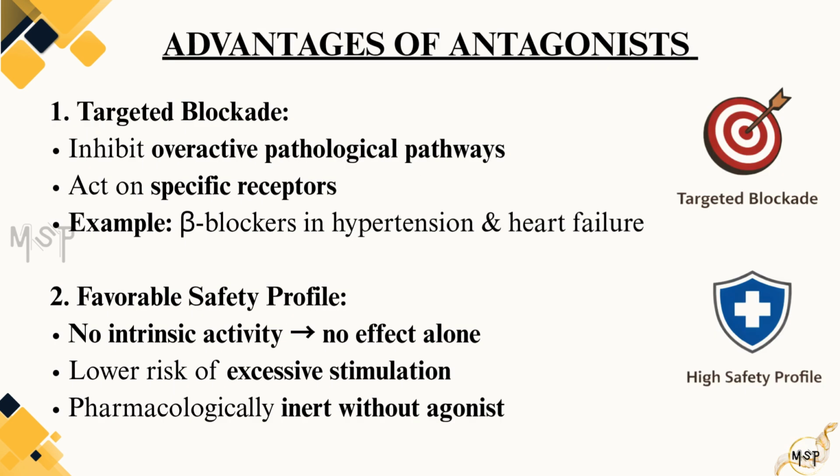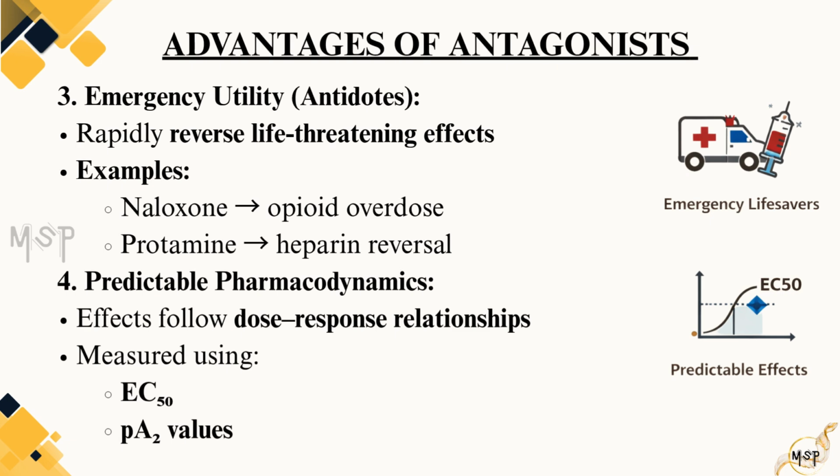Why are antagonists so valuable in medicine? Here's a summary of their key advantages. Targeted blockade. They specifically inhibit overactive pathological pathways, for example, beta blockers for hypertension or heart failure. Safety profile. Because they lack intrinsic activity, they are generally inert in the absence of an agonist, reducing the risk of overstimulation. Emergency utility. They are essential as antidotes: naloxone for opioid overdose, protamine for heparin reversal.